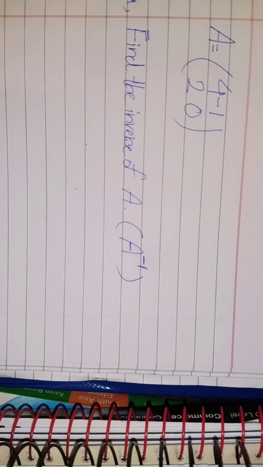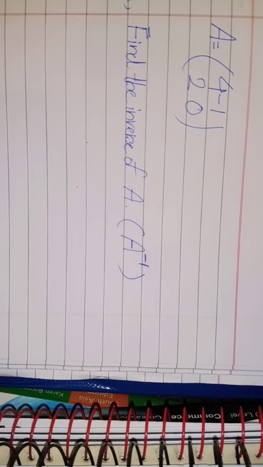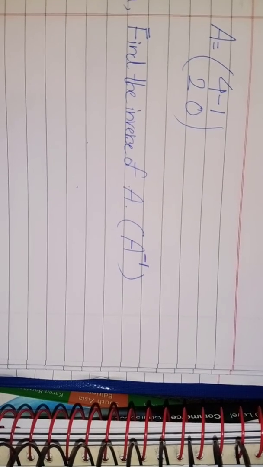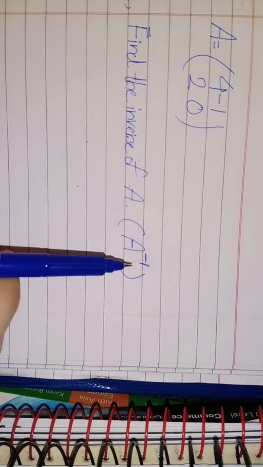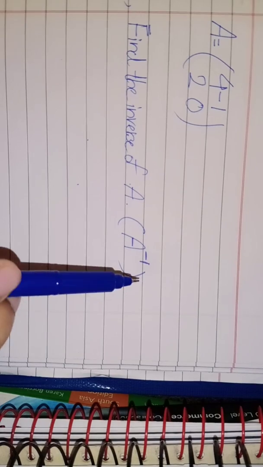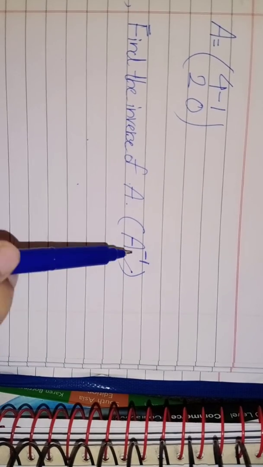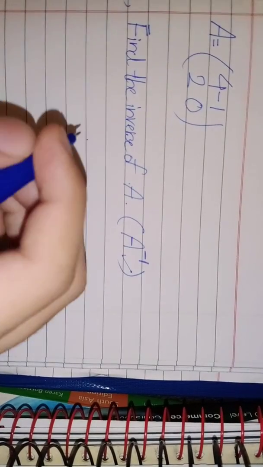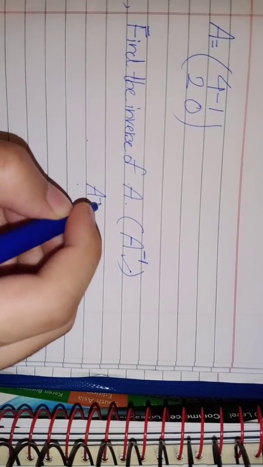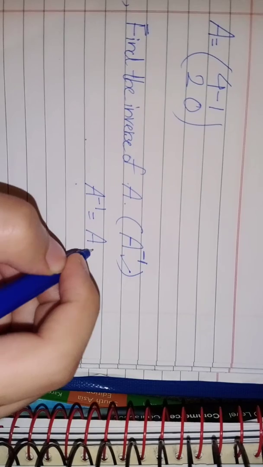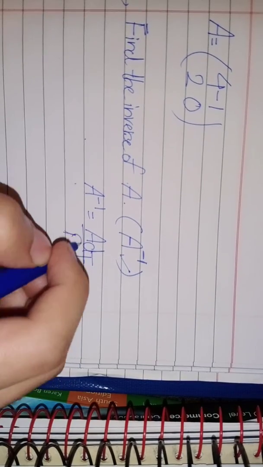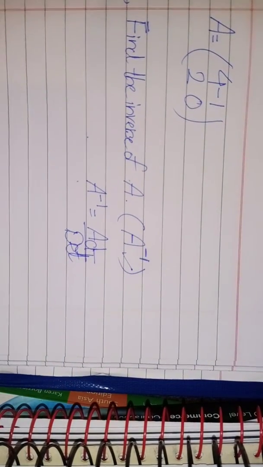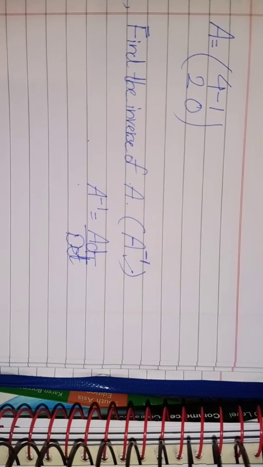So this question says to take an inverse of A. Notice that inverse is always represented in this way. This is a sign of inverse. It shows that we need to take an inverse of this matrix. So how do you take an inverse? The formula to take an inverse is adjoint over determinant. That is how you take an inverse. Adjoint over determinant.